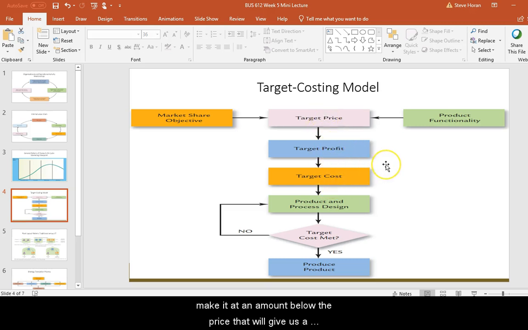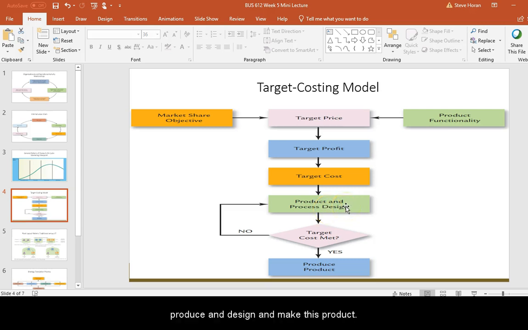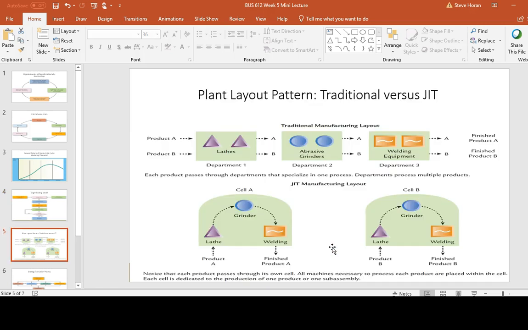So let's just say our goal is to have a 20% markup. We have to figure out if the price is $100, can we make it for $80, right? So there's a $20 profit that we need to be a successful company. So once we have the cost figured out, we have to figure out, can we produce and design and make this product under that cost? If the answer is no, well, we move on. We try something else. If the answer is yes, we go and make it. Okay, so that's target costing.